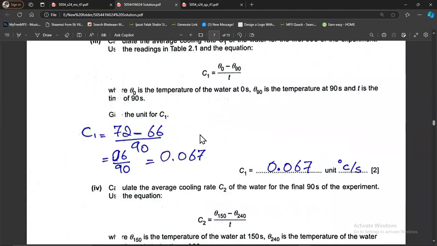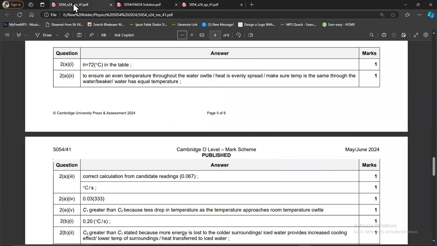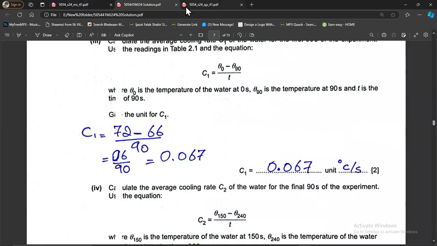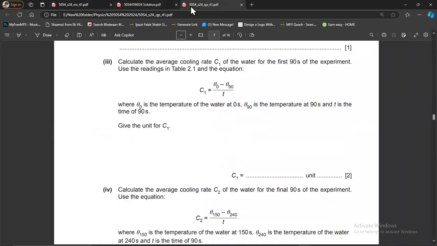And when you divide it by the 90, you get 0.067. So the rate of the cooling is 0.067, and the unit will be degree centigrade per second. This is the rate of change of temperature, or the rate of the temperature drop, you can say.